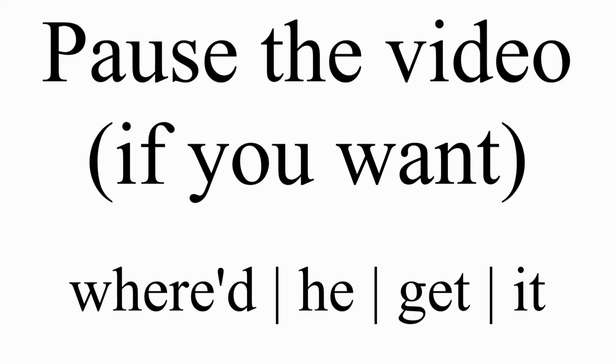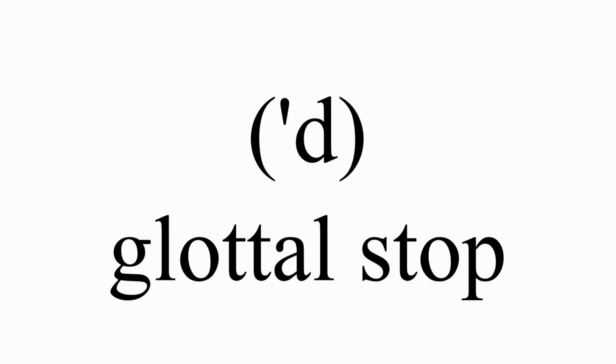Now lastly, let's take a look at the connections or linking between all these words. So again, pause the video if you want. So we have weird and he. So that D sound, how does it flow over into the word he? Does it stay a glottal stop? Do we say where'd he? Where'd he? Well, that's kind of harder to say, right? We have to stop for a second and then push out the word. We generally like to try to flow as easily as possible.